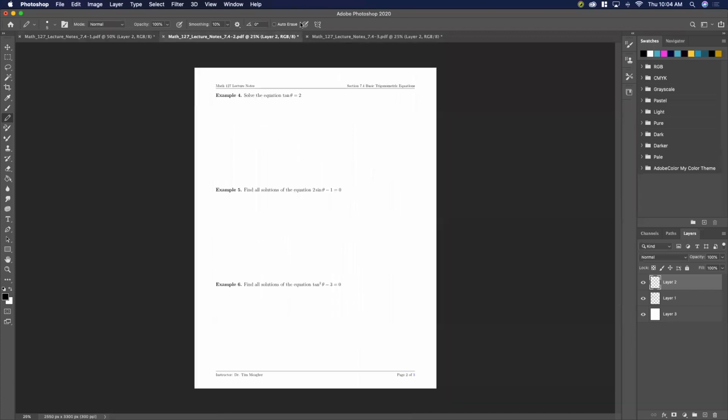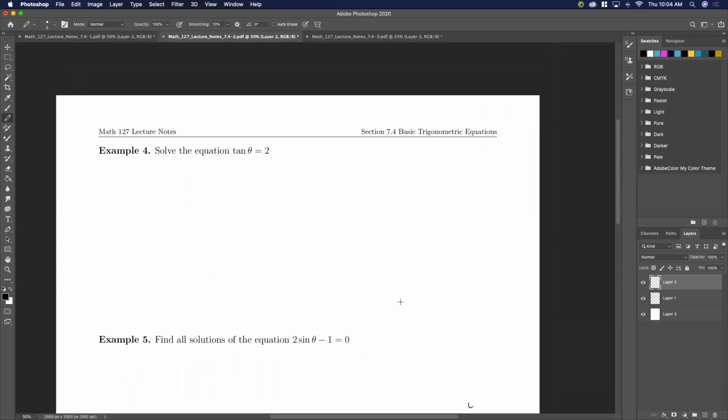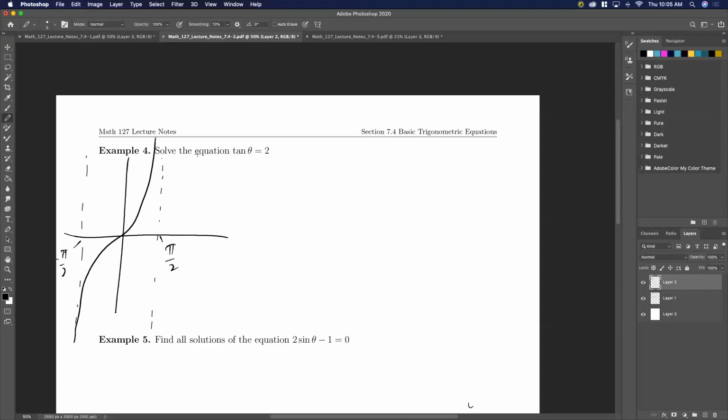All right, let's do the next set. Let's talk about tangent real quick. Let's remind ourselves what the graph of tangent looks like for one period. So here's the graph of tangent. This is from minus pi over 2 to pi over 2, and then it looks like this and goes up. So this is one period of tangent, in case you forgot.